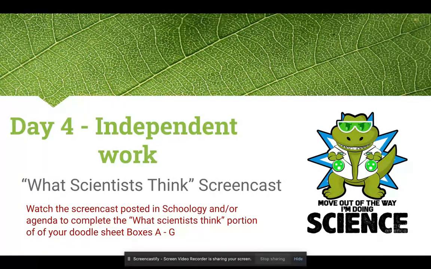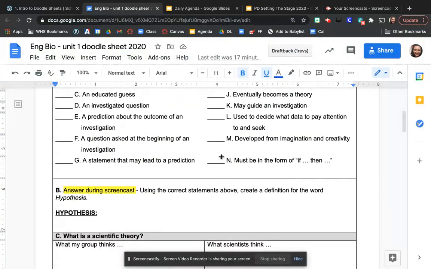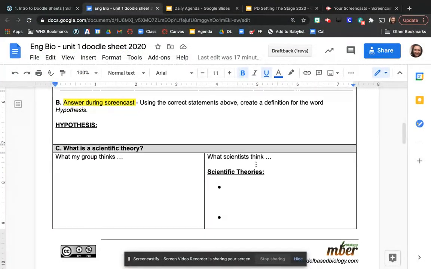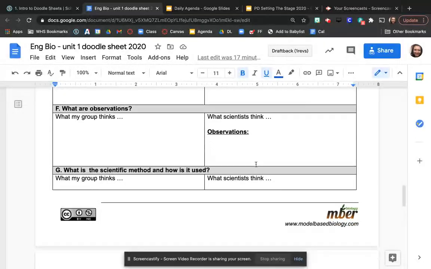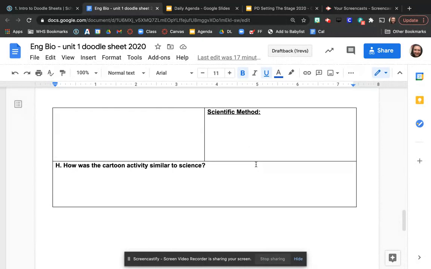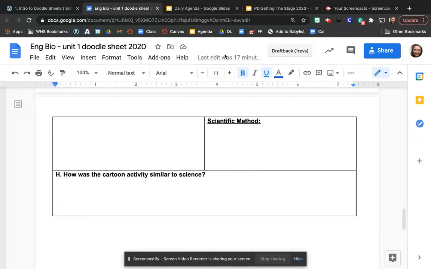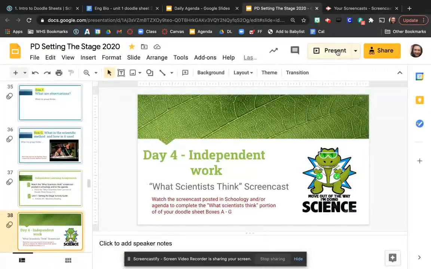This is what scientists think. On the Doodle Sheet, we're going to do box B, and then the right column is everything we're going to fill out right now. Remember, on this Doodle Sheet, I grade for completion. So all of these boxes need to be answered if you want points.